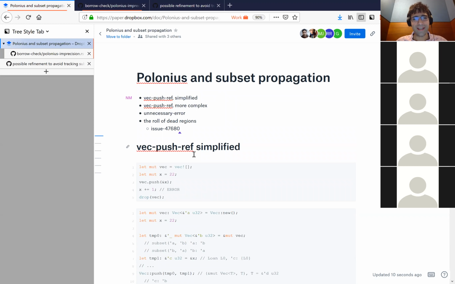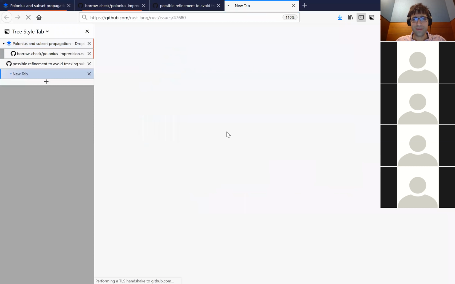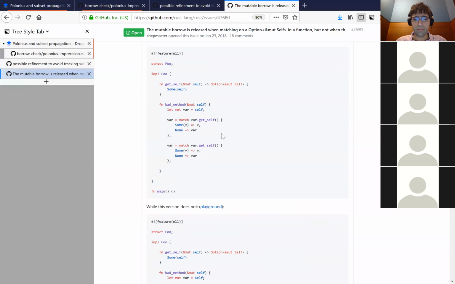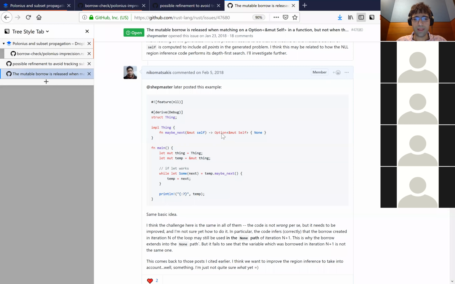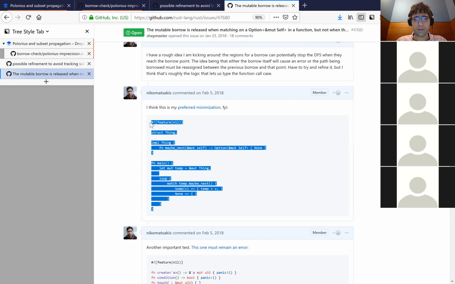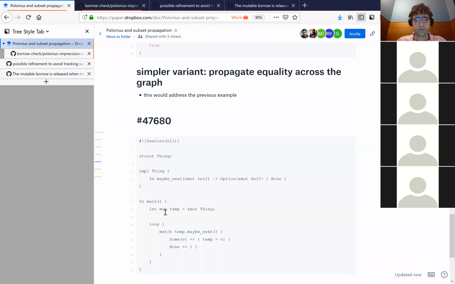Let's look at 47,680 though, because I think I found a problem just 5 minutes ago that I thought was kind of interesting and surprising to me. If you actually look at 47,680, you'll see that there's a whole bunch of examples here, some of which are quite complicated. But the one that I like is this one. This is my sort of preferred form. It's kind of a nonsense program, but that's okay.